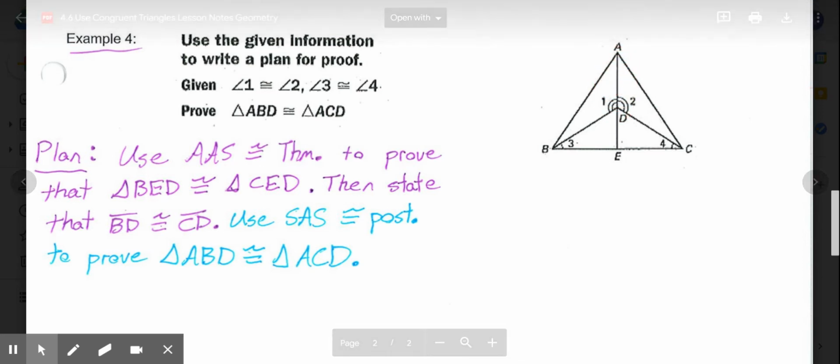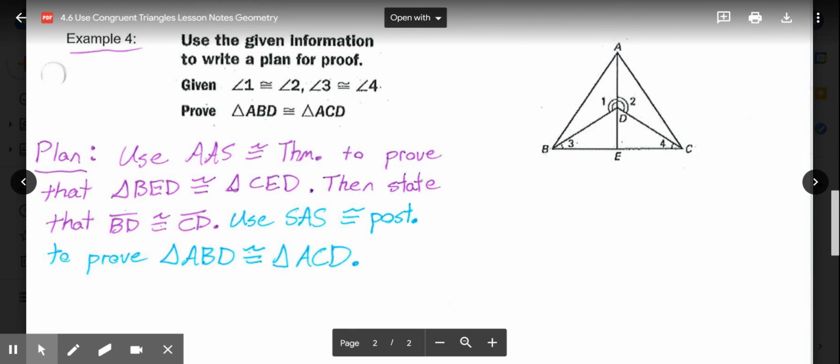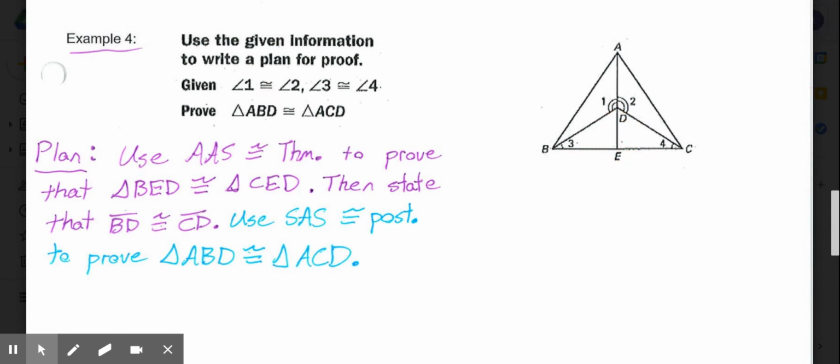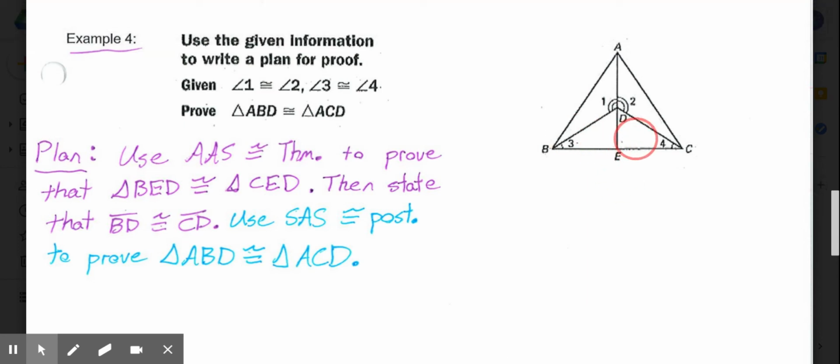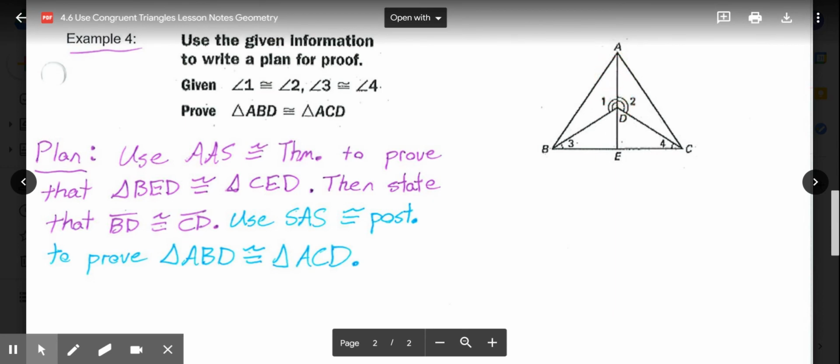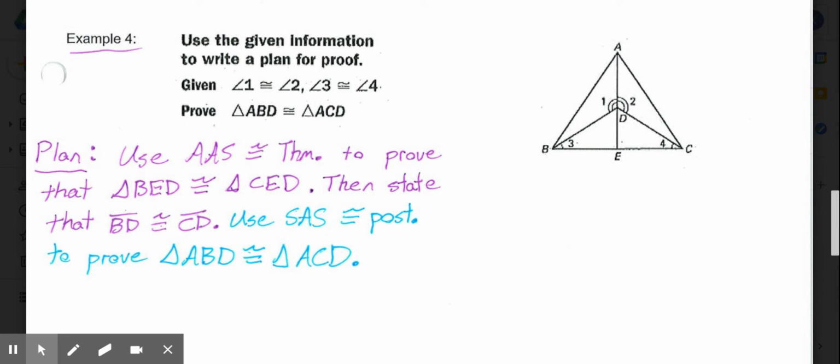So I'm going to use angle side to prove that triangle, and we also can look at BED down here, CED, see that they also share a side. So I'm going to first prove that BED and CED are congruent triangles. Based on that info, then I'm going to state that BD is congruent to CD because they're corresponding parts, and then I'll use side angle side of the bigger ones to prove that ABD is congruent to ACD.